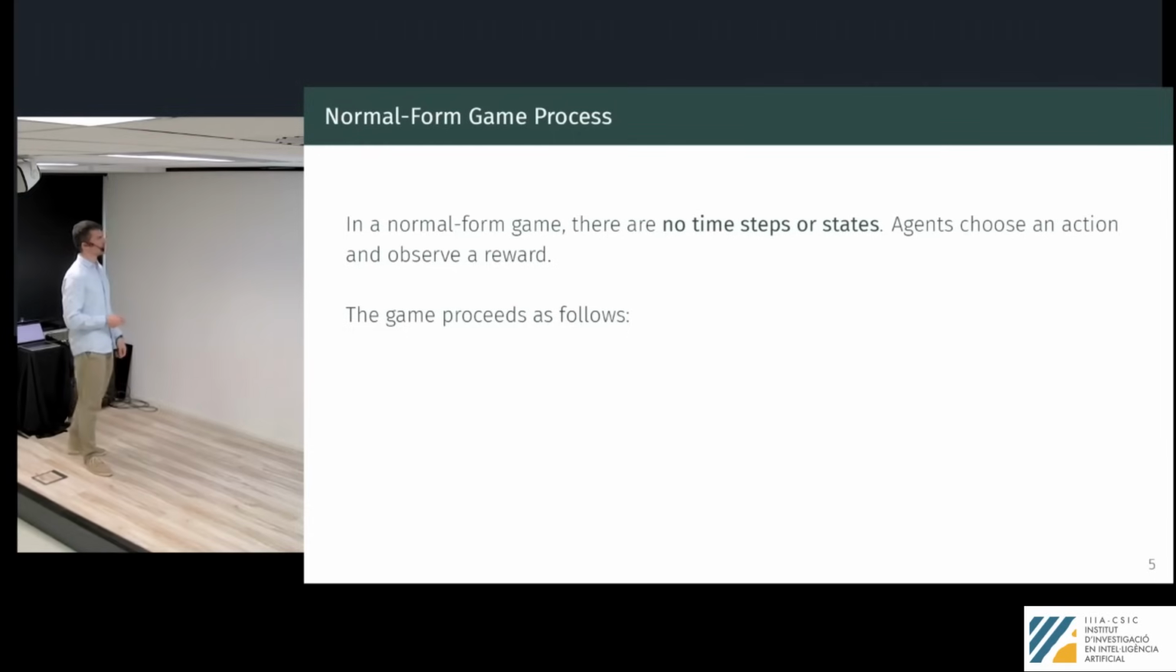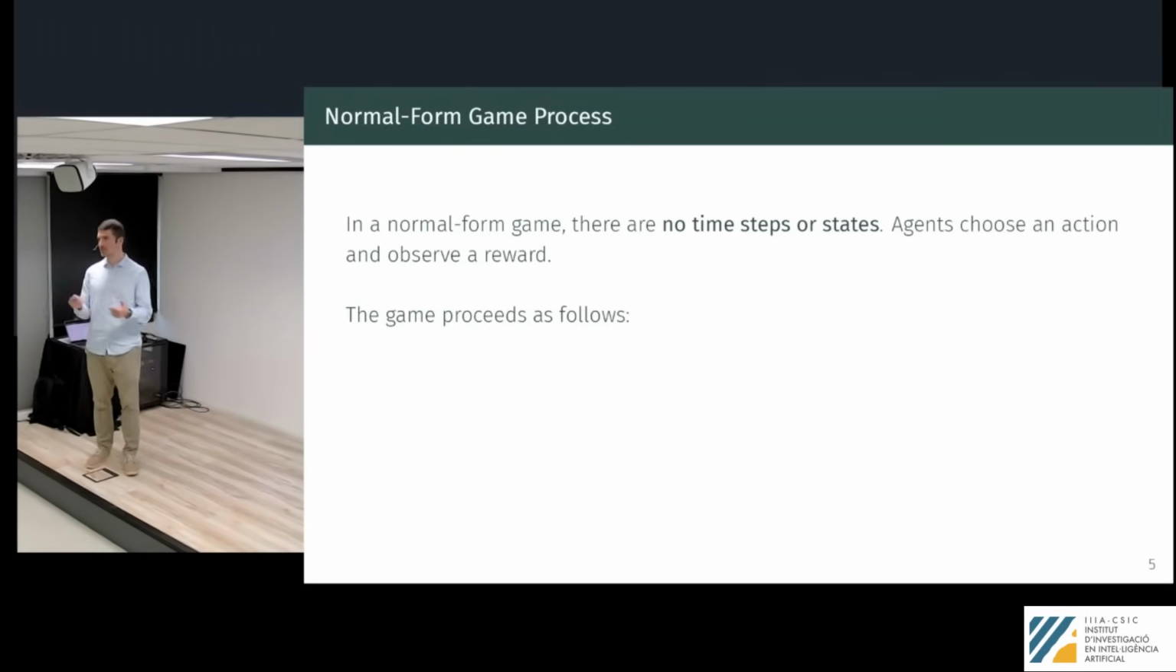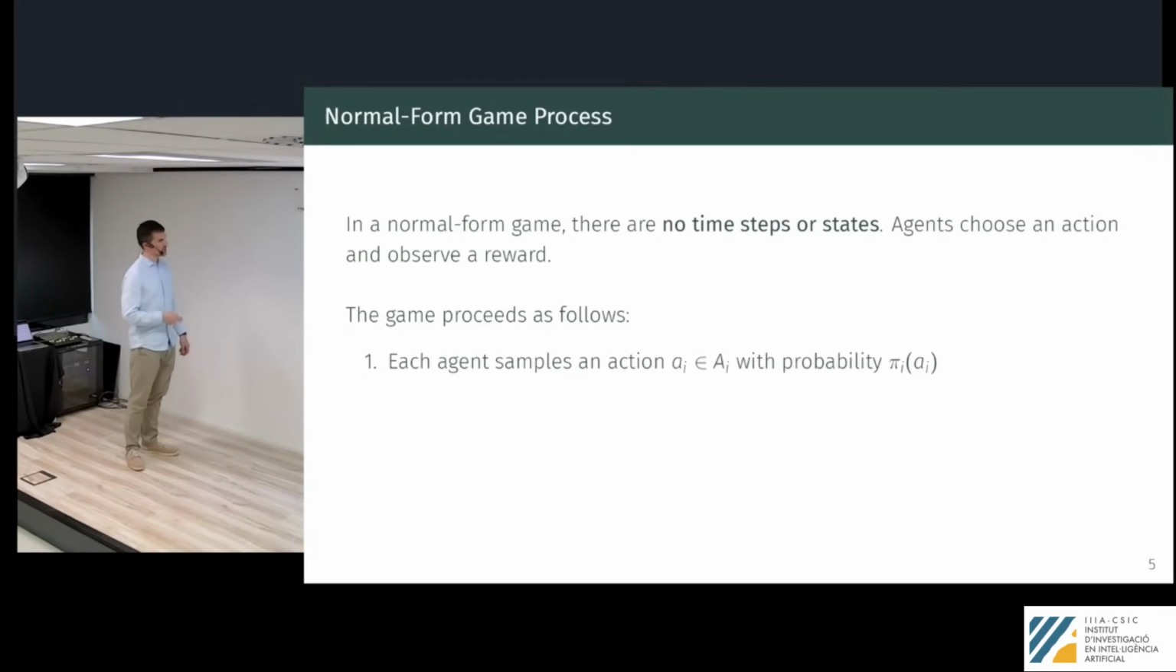Okay, so in a normal form game, there are no time steps or states. Earlier I said there's just one state, but the fact that there's just one state that never changes means the same as that there is no state, basically. Agents choose an action and observe a reward. And it procedurally works like this. First step, every agent samples an action from its policy.